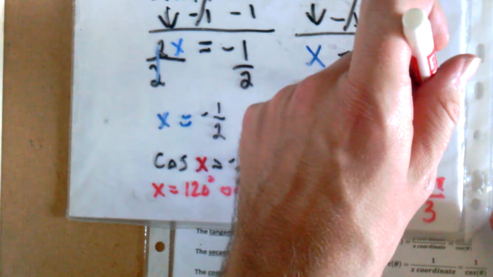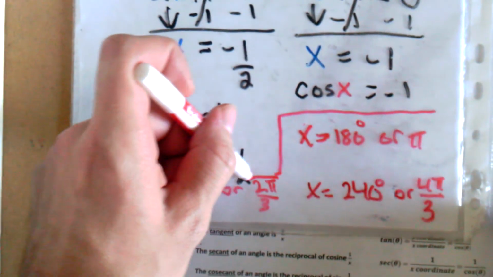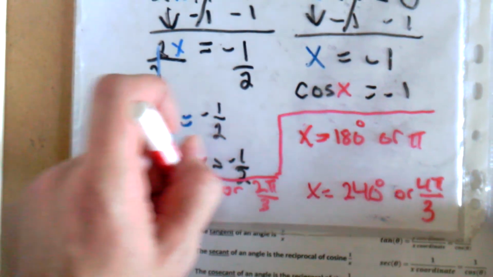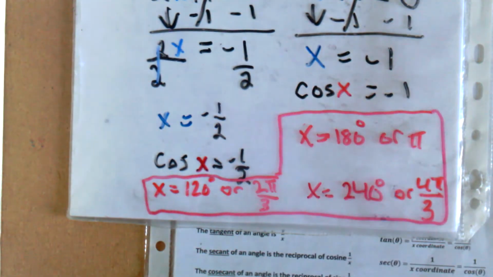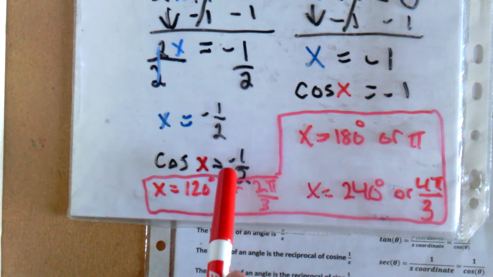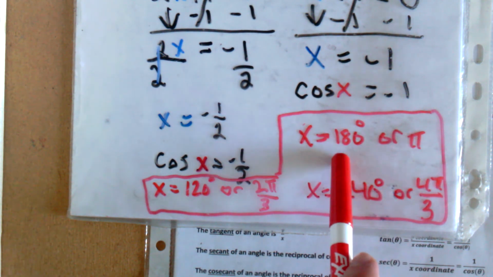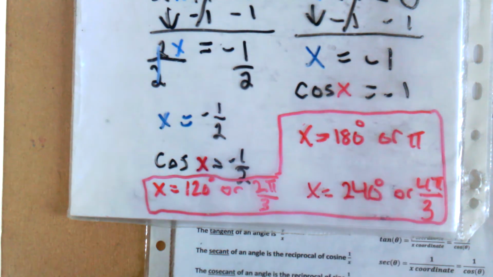That tells us we have 3 answers for our angle x. So x, our angle, can be 120 degrees, or 2 pi over 3 radians, and 240 degrees, or 4 pi over 3 radians, because at those two angles, cosine is negative 1/2. And cosine can be 180 degrees, or pi radians, because at that angle, cosine is negative 1. Okay, that's it for problem C.